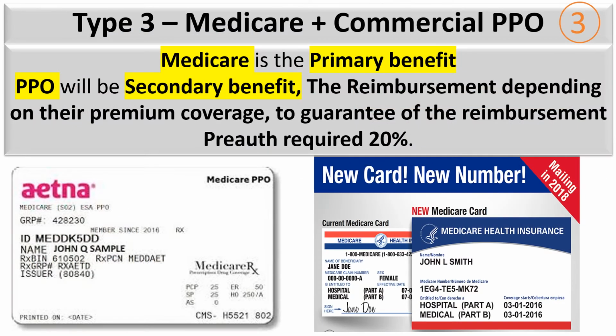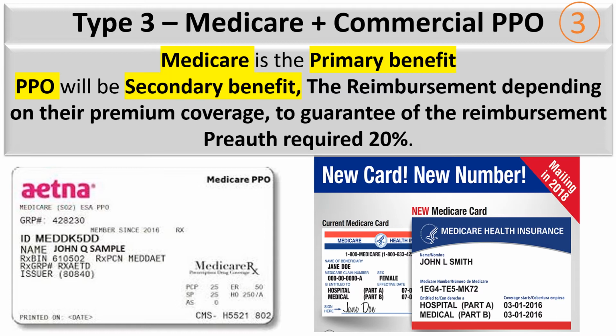So now I go to type 3. Type 3 is a patient who has Medicare and a commercial PPO. Why does the patient have this plan? Because Medicare is, first of all, the primary benefit. The PPO will be secondary. The reimbursement depends on their premium cover to guarantee the 20%. So it's slightly different from type 2, the supplement. A supplement automatically pays your doctor the 20%.